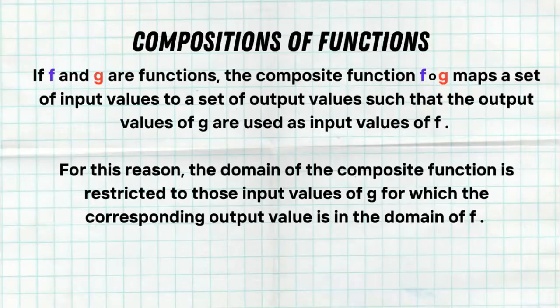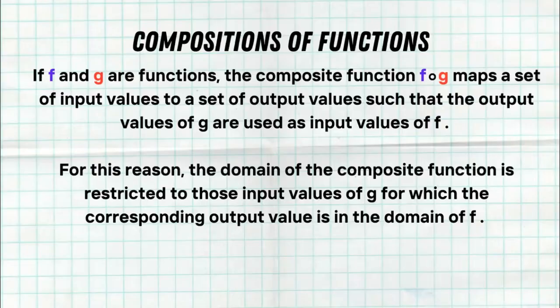What this does, it maps a set of input values to a set of output values such that the output values of g are used as the input values of f. So you see we're putting g into f. So again, the output values of g are the input values of f. I know it can be a little bit confusing just reading the definitions, but once we start doing some examples, I think it'll make a lot of sense.